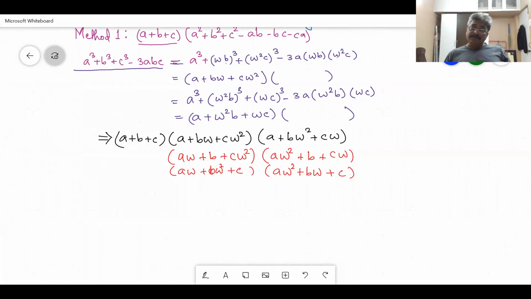Sir, if you multiply one bracket by omega, or simultaneously divide by omega, then you get this. Okay, let us write it like this.